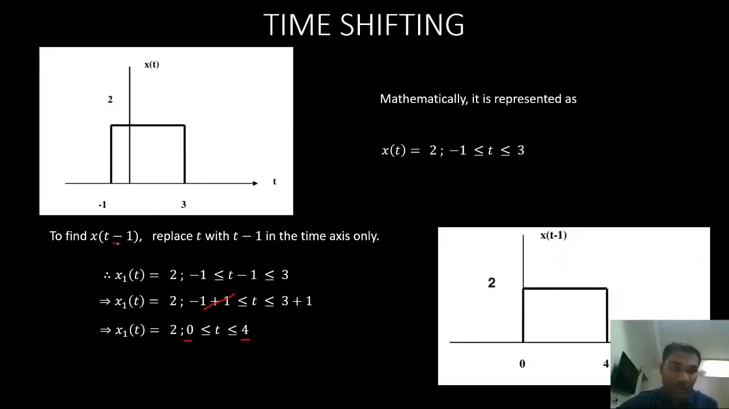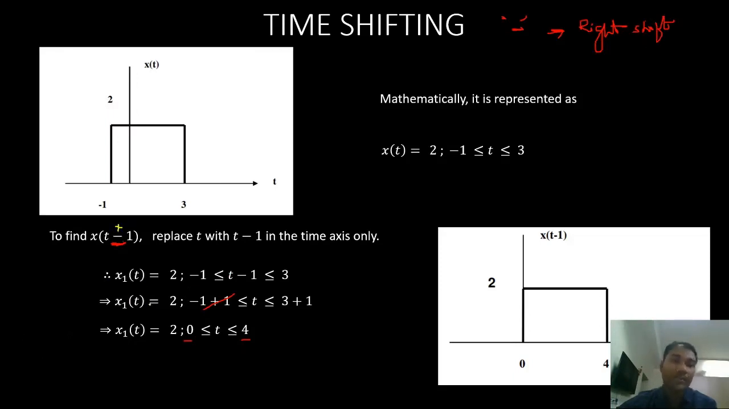So there is a minus sign here which shifted the original signal to the right side. So a minus sign indicates right shift. So let us consider a plus sign.